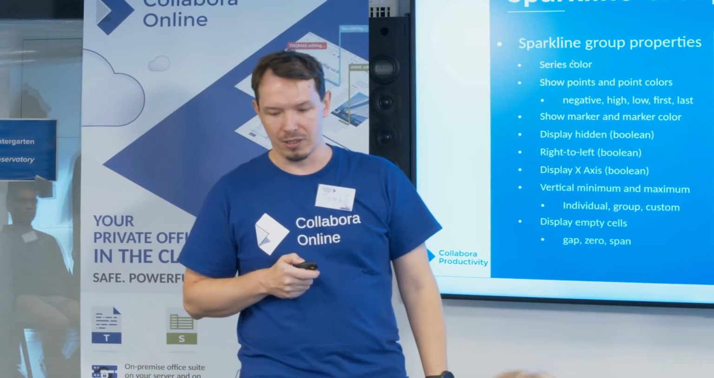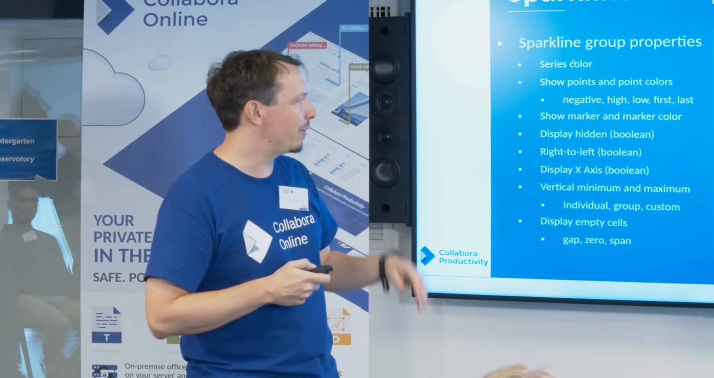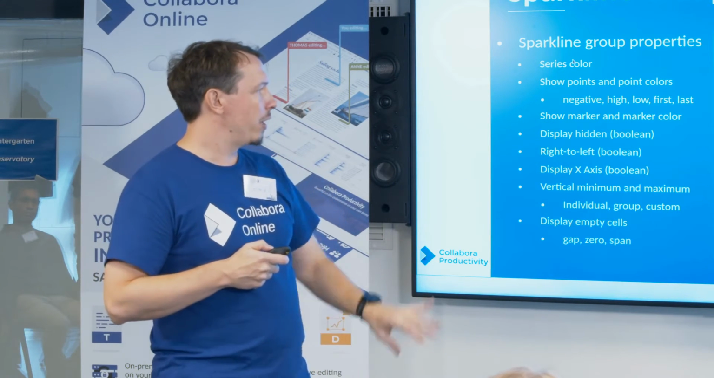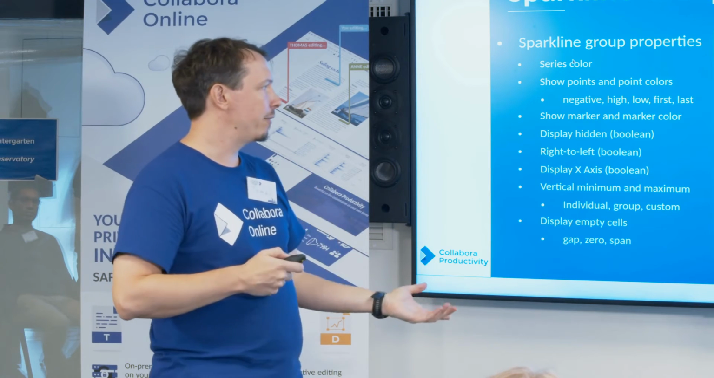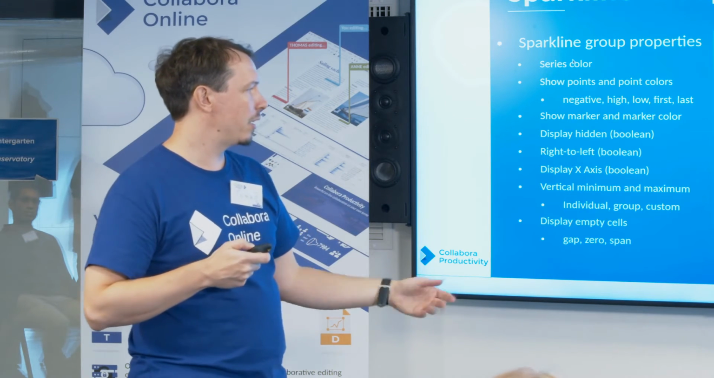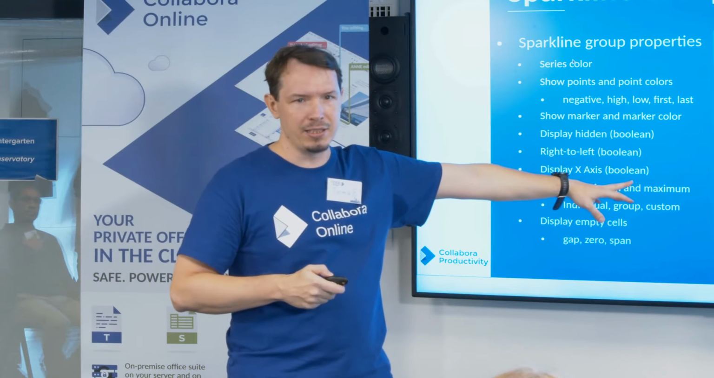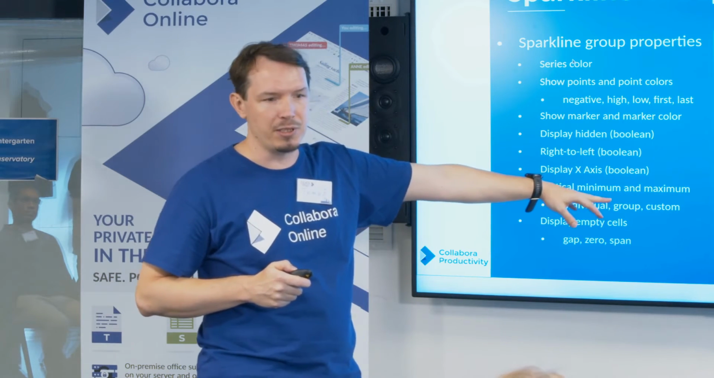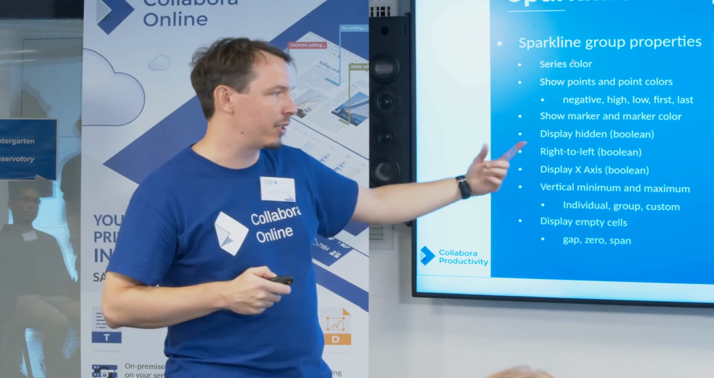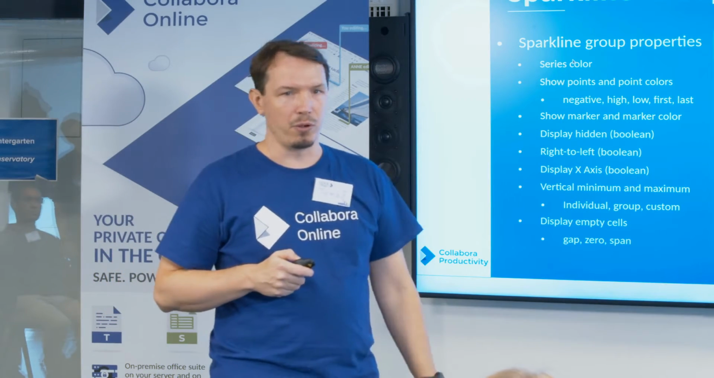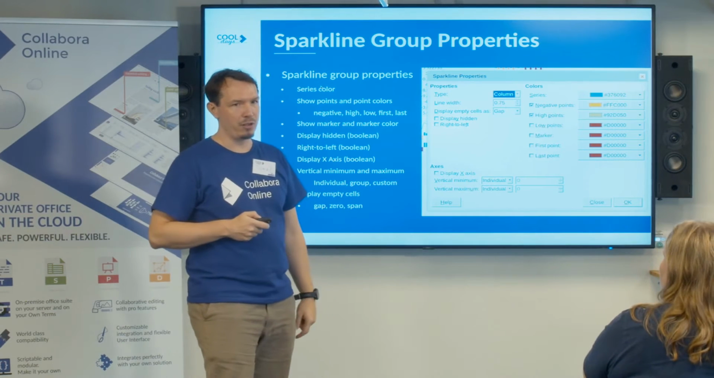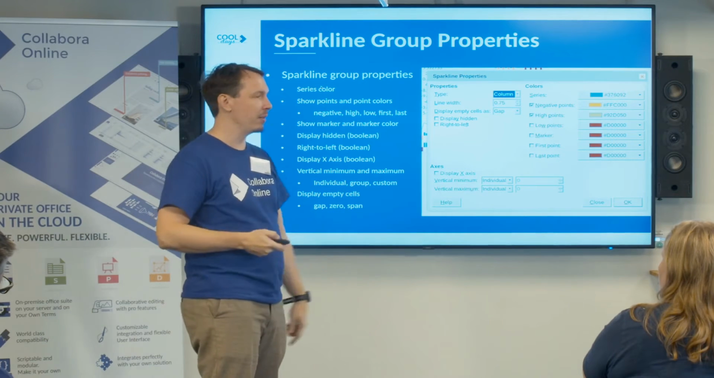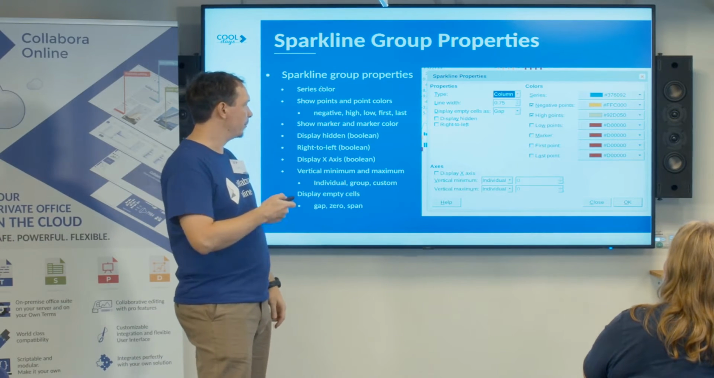If you play with this a little bit, you can see what the point is. Then you can display the hidden cells, you can choose to display the whole Sparklines right to left, and then you can also choose to display the x-axis, and what happens with the x-axis minimums and maximums. You can either have it automatically chosen for one individual Sparkline, or you can choose it for the whole group, or you can manually set the minimum or maximum.